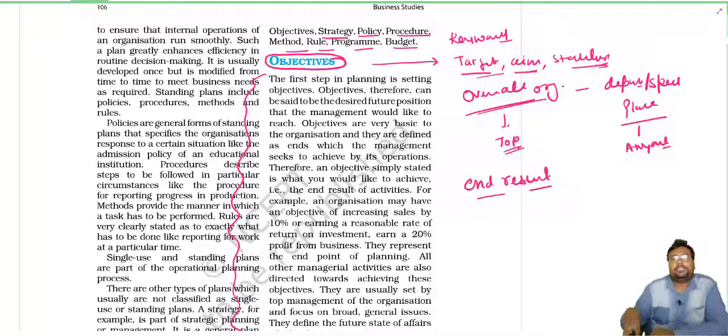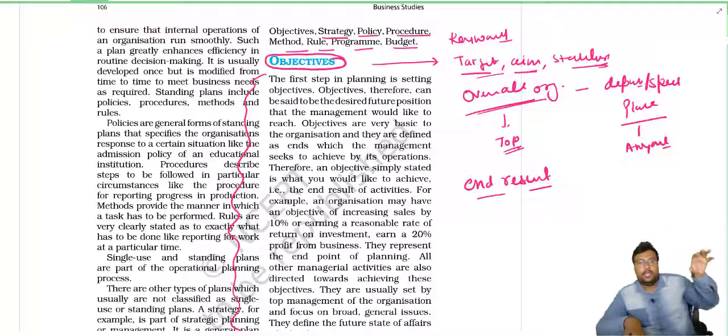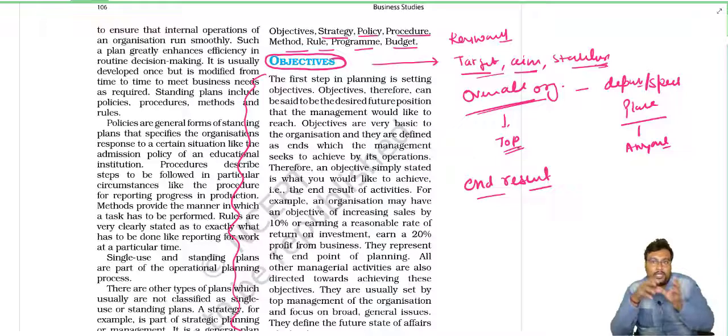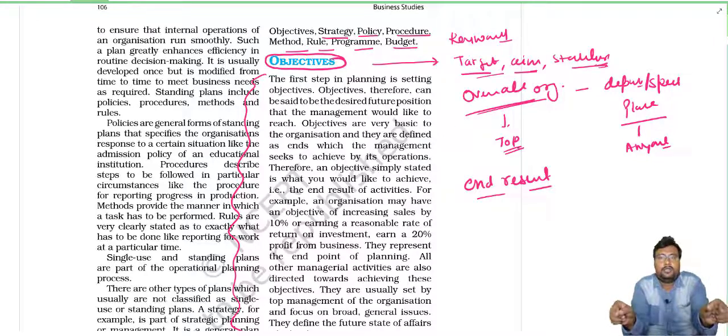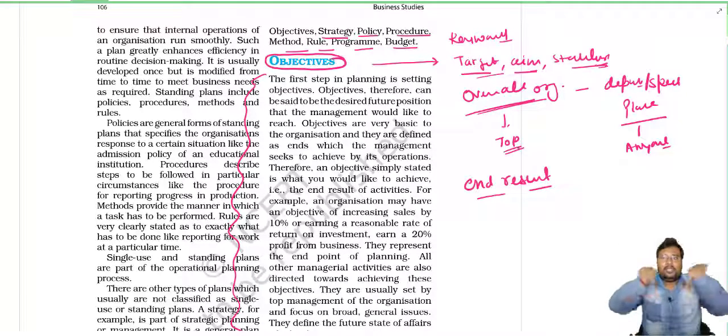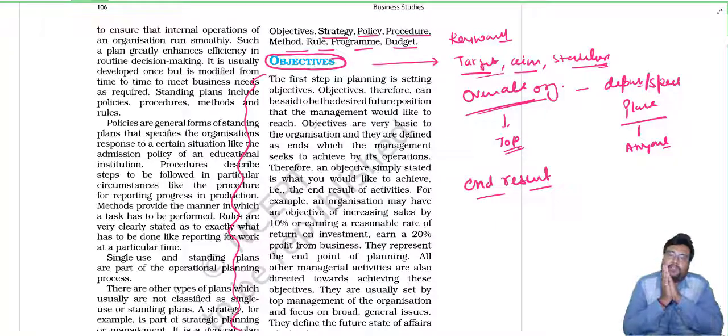Like suppose there is a production manager. The production manager has to achieve one objective for the organization, and the production manager sets a particular target for each and every unit, each and every group. That is the particular group objective, and every department will achieve its target. Automatically the organization will also achieve the target. So this is the meaning of objective, beta. I hope it is clear to you.